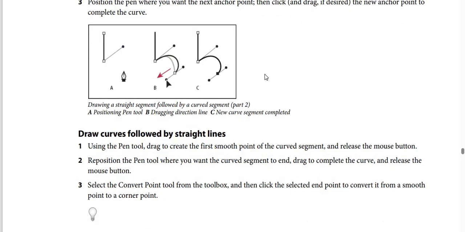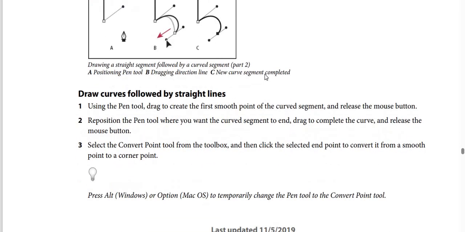And how to draw curves followed by straight lines. We have steps again. Step number 1. Using the pen tool, drag to create the first smooth point of the curved segment firstly, and release the mouse button. Step number 2. Reposition the pen tool where you want the curved segment to end and drag to complete the curve, and release the mouse button.